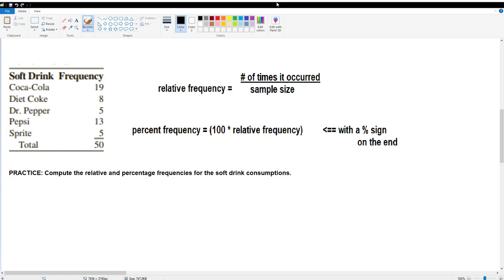Your percentage frequency is equal to the relative frequency times 100, and then throw a percentage sign on at the end. So we add 19 out of 50. If you multiply that by 100, you get 38. Throw the percentage sign on the end, so we would say 38%. That's it. There's nothing else to it. Nice and simple to start.